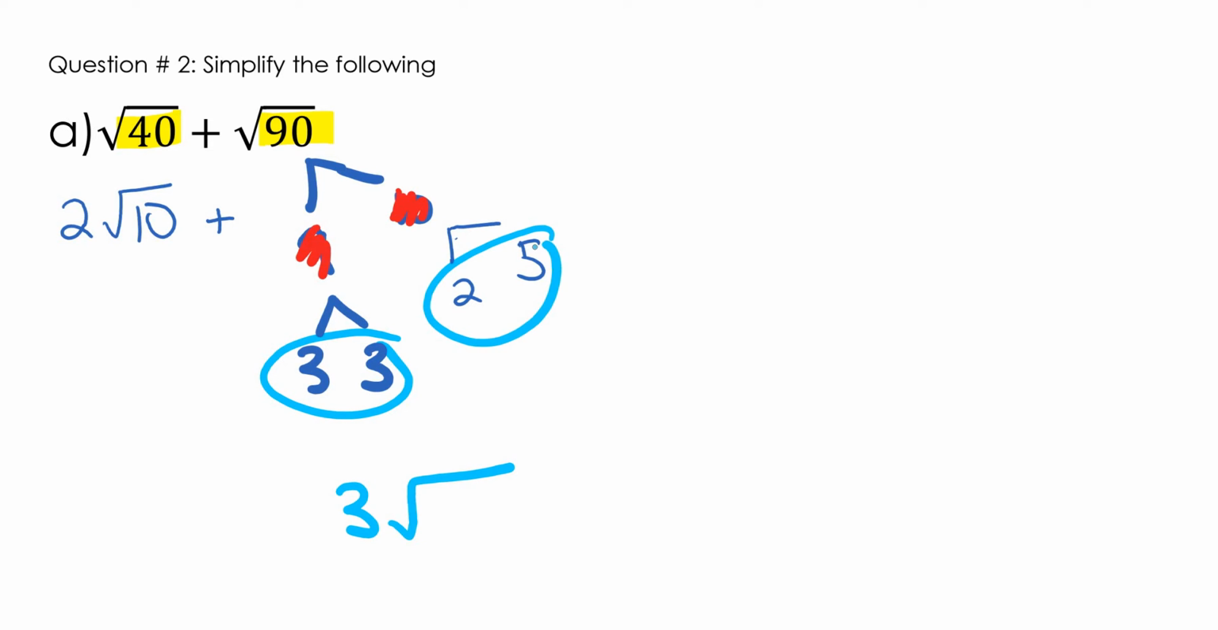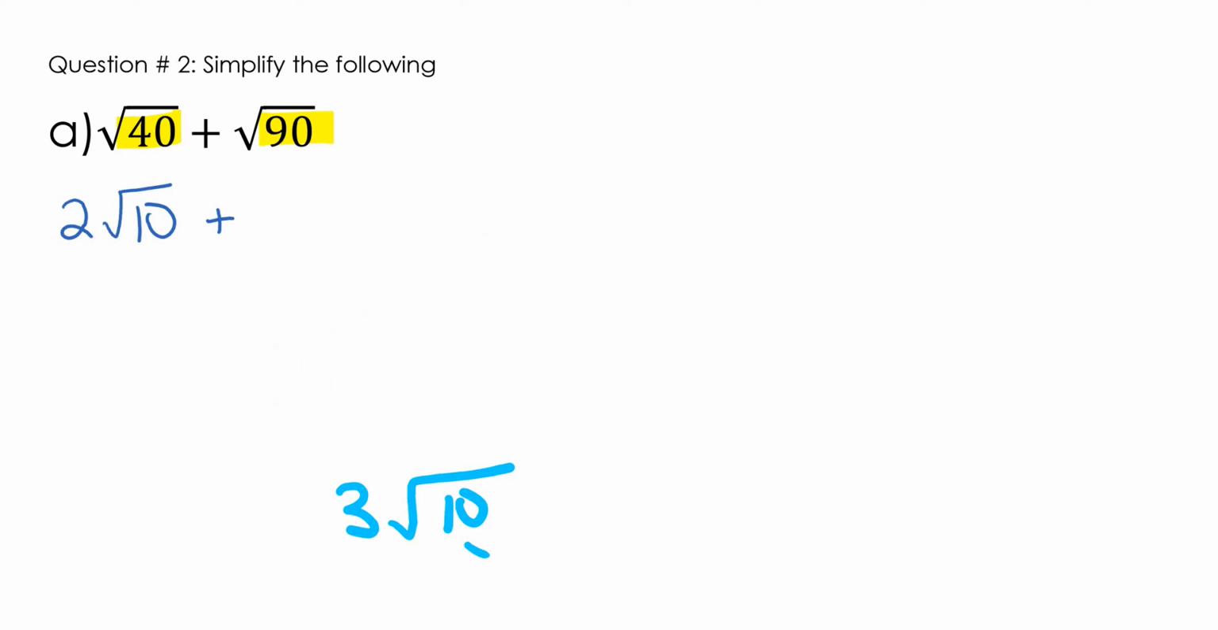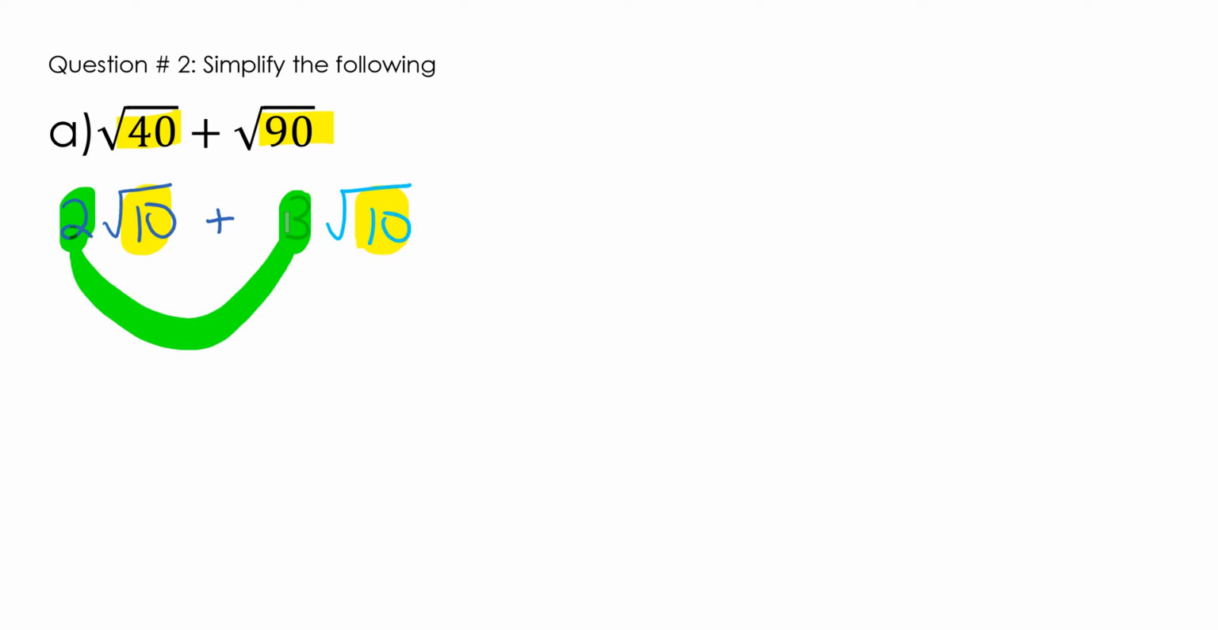And 2 times 5, that's going to be 10, so 10 would go on the inside. So root 90 is 3 root 10. Okay, so if I erase this now, and just move the 3 root 10 over here, what I notice now is the radicals are now the same. I have a root 10 and a root 10, and now I can combine the outside numbers. So 2 plus 3 is going to be 5. So my final answer here is going to be 5 root 10.